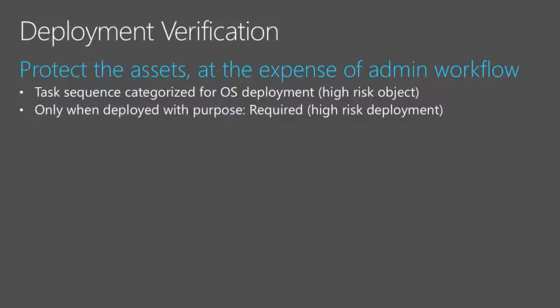We're categorizing a task sequence, an OSD task sequence, as a high-risk object. So we have this new terminology of a high-risk object. We might expand this in the future to other objects, but at least for now, any task sequence that's configured for OSD, so if it has a boot image associated with it, or if there are certain steps that are added to it, then it will be a high-risk object. If you deploy that high-risk object as required, that is a high-risk deployment.